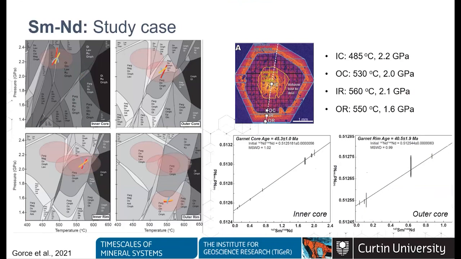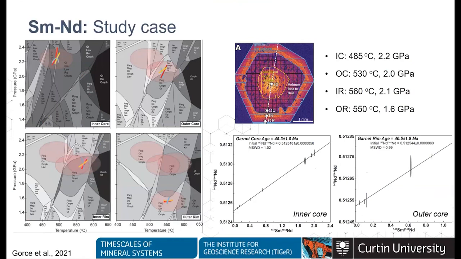So the inner core is 485 degrees, 2.2 GPa. The outer core, 530 degrees, 2 GPa. And then there is a slight decrease in pressure towards the outer ring that goes to 550 degrees and 1.6 GPa. The inner core, they got an age of 45.3 plus minus 1 million years. So again, it's a really precise age. And the garnet outer ring is 40.5 plus minus 1.9 million years.